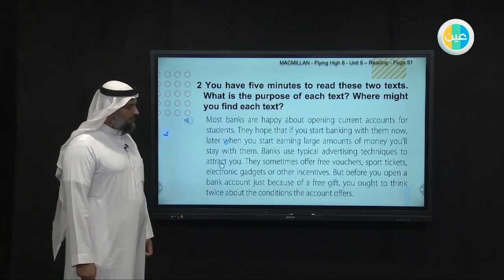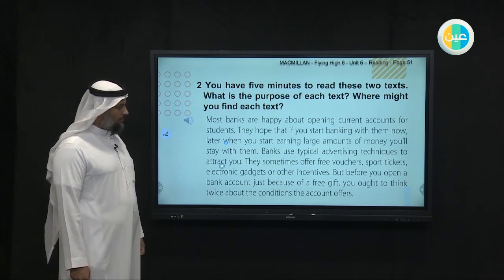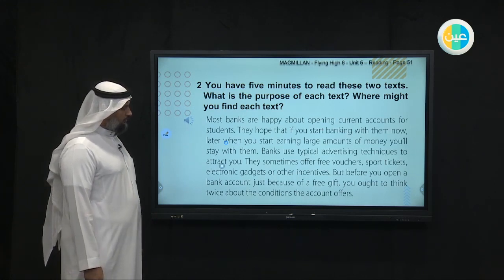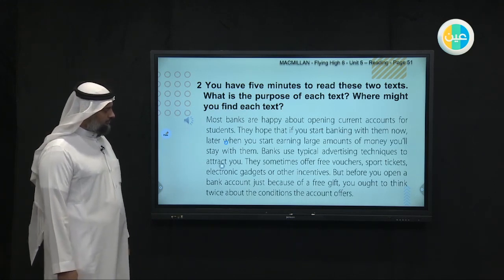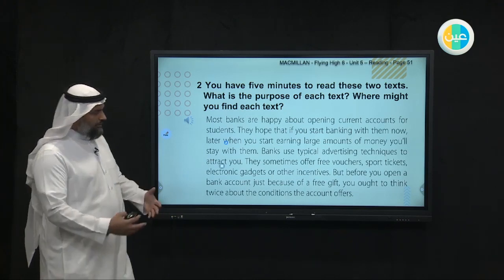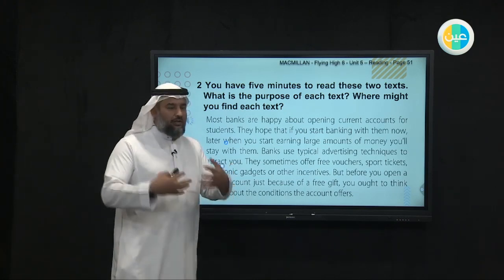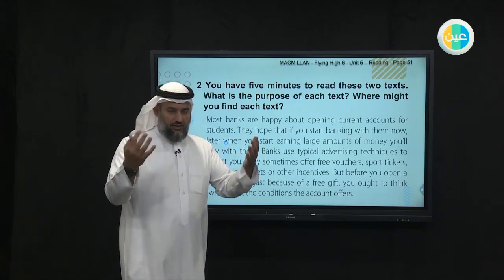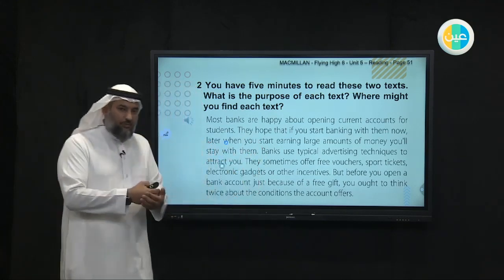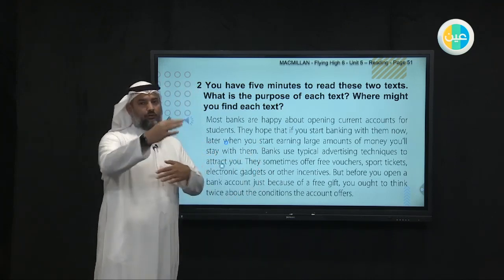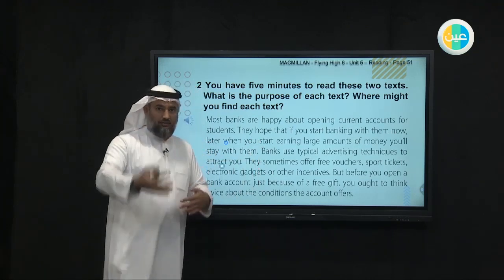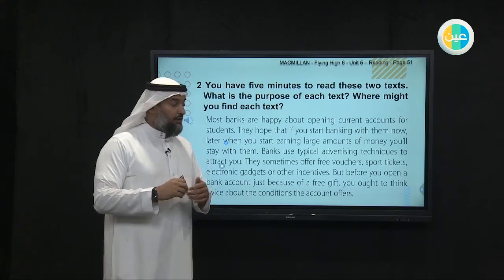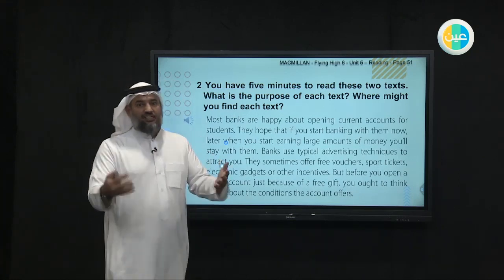But before you open a bank account just because of a free gift, you ought to think twice about the conditions that the account offers. Okay, now, when you go to a bank, they love you. Why? Because you're new. They think when you open a bank with them, you'll stay with them for a long period of time, even after you graduate from university. That's a kind of advertisement.